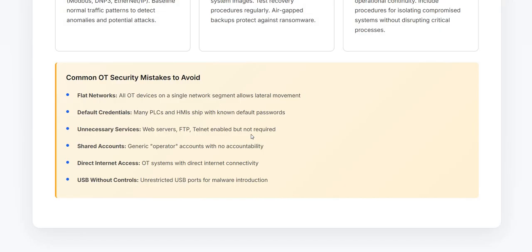Flat networks allow attackers to move sideways without resistance. Default passwords remain active longer than anyone wants to admit, and services that nobody uses stay enabled because disabling them feels risky. Shared operator accounts remove accountability, direct internet access sneaks in during troubleshooting and never gets removed. And uncontrolled USB usage introduces malware through convenience, and these problems rarely come from bad intent. They come from shortcuts taken under pressure.